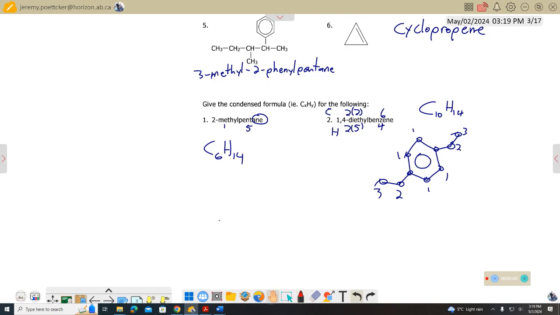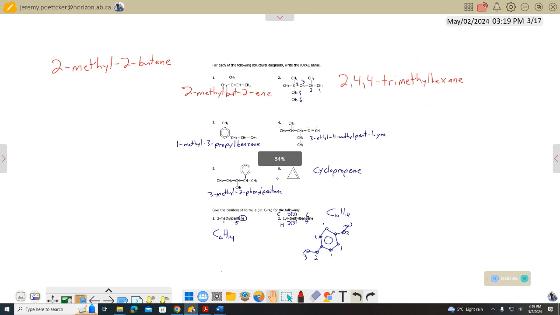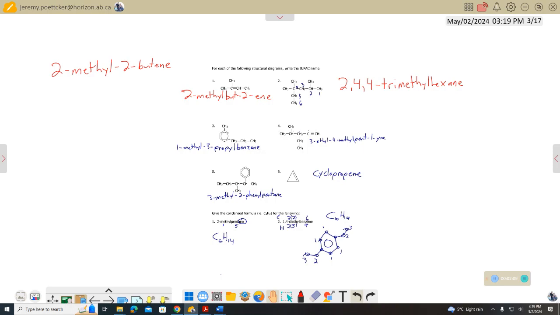Again, some of this we did in class. So red stuff at the top, those two were done in class. When we look at number 3, 1-methyl-3-propylbenzene. Methyl, M comes before P, so it gets the number 1.